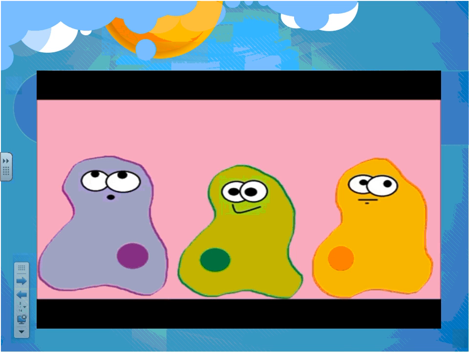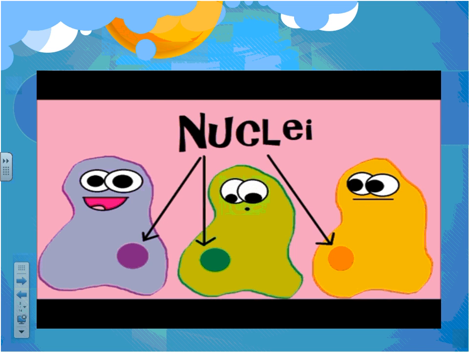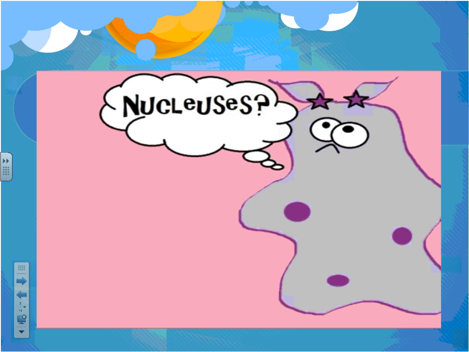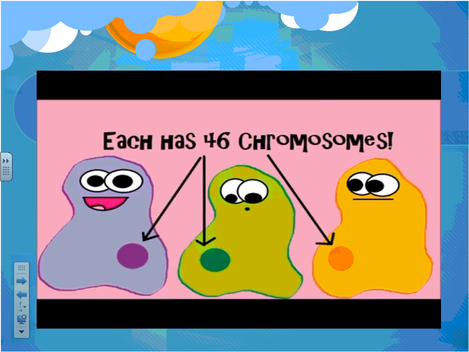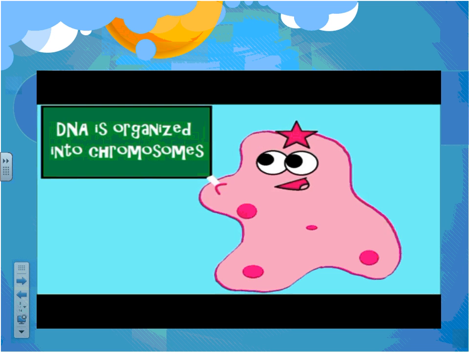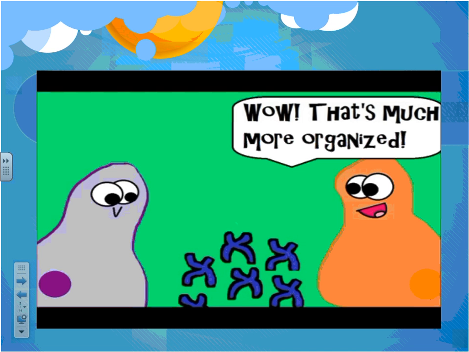That means in human body cells, in the nuclei, that's the plural of nucleus, you don't say nucleuses, you say nuclei. In the nuclei, there are 46 chromosomes. So basically that means that DNA is organized in chromosomes. It also makes it a lot easier to move over when you're making new cells.